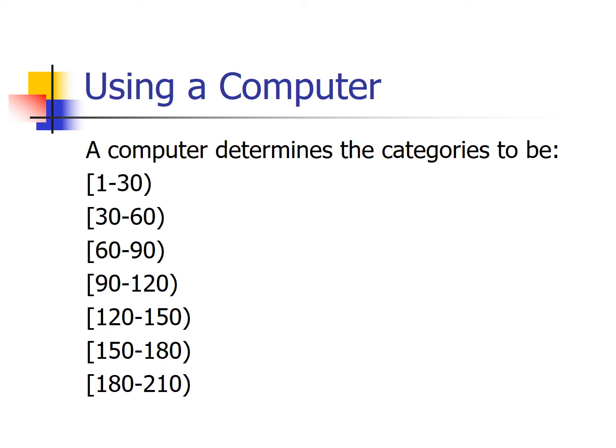Now, what's the difference between a square bracket and a rounded bracket? Well, the square bracket means that you include that number in the category. The rounded bracket, or the parenthesis, means you do not include that number. So that first category is everything from 1 to 30, but not including 30. And the second category is 30 to 60, including the 30, but not including the 60. The next category is 60 to 90, including the 60, not including the 90. You get the idea?